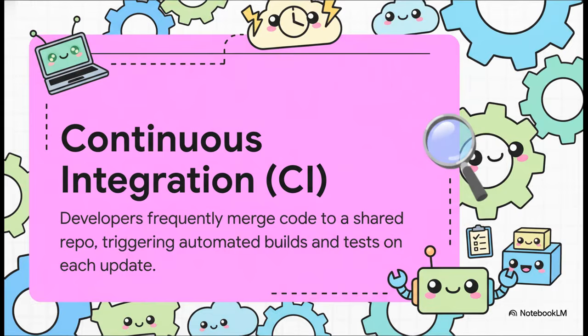And a huge piece of the DevOps puzzle is this thing called continuous integration, or CI. If you remember 2 words, remember these: frequency and automation. It's simple. Developers are constantly merging their code into one central place. And every single time they do, a whole set of automated builds and tests kicks off. The goal? To find and fix bugs super early.